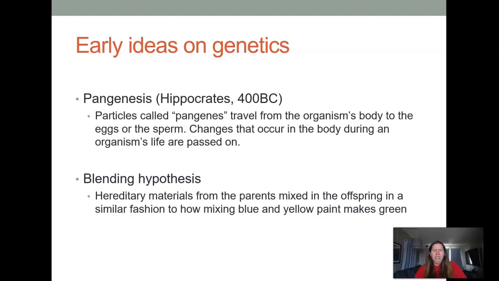So early on, there was this idea of pangenesis and another hypothesis called the blending hypothesis. Pangenesis was a hypothesis that made sense at the time because we didn't have molecular biology and we didn't have biotechnology to really analyze genes and chromosomes. We didn't even know what genes and chromosomes were at that time. But pangenesis was a theory that said that as you grow and live your life, you're going to develop certain traits, and those traits will travel from your body into either your eggs or your sperm, and changes that occur in your body over that time will affect that egg or that sperm.